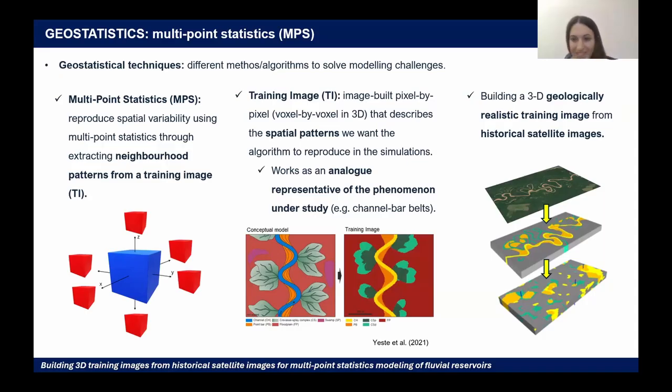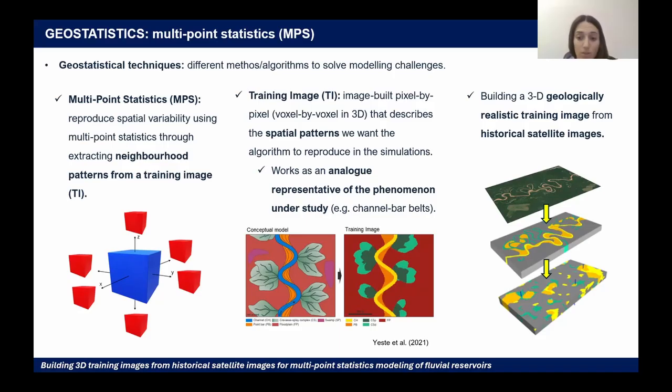Sorry, I got lost. This method quantifies spatial relationships by extracting neighborhood patterns from training images. These training images are pixel-based representations of the patterns present in fluvial reservoirs, in this case, and in their sedimentary structure. One of the main issues of using this method is the lack of representative training images that capture the three-dimensional relationships of geobodies.